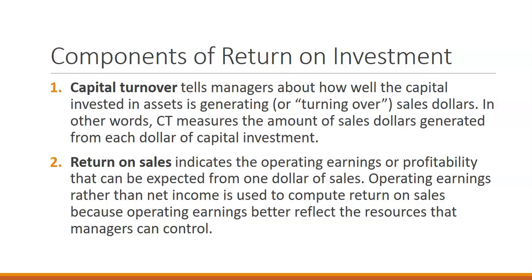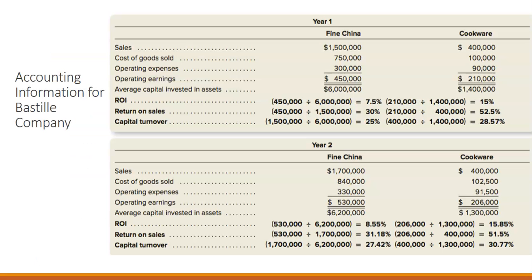So when we do net income divided by sales, that gives us the idea of how much net income is generated per dollar of sales. But what we want to focus on is operating earnings because we want to remove interest and tax payments from that. So here's some accounting information for a company.